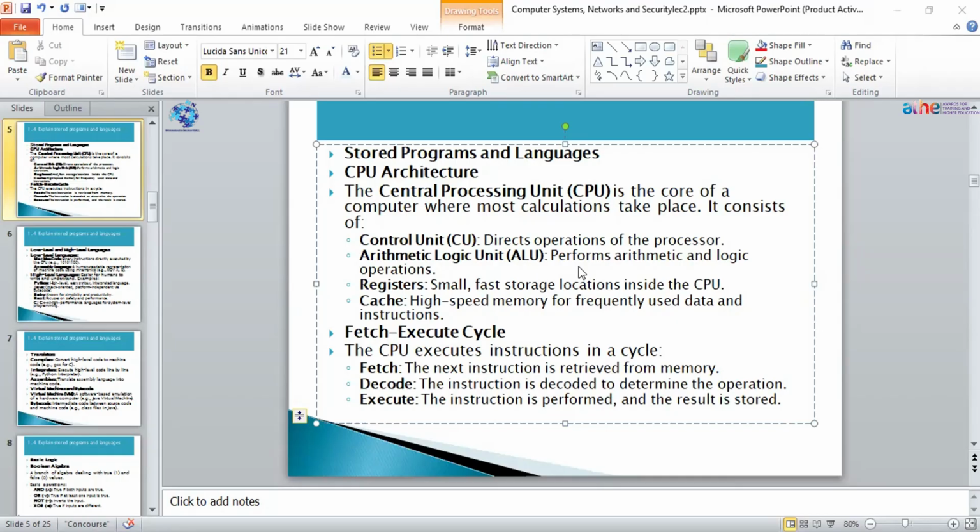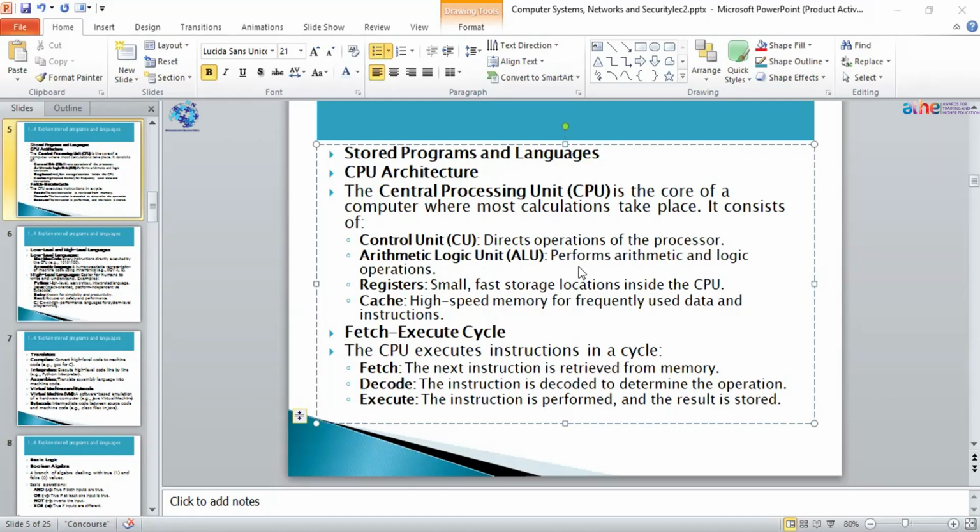Then the second thing is the arithmetic and logical unit. What does it do? It performs arithmetic and logical operations. The arithmetic operations are your basic math operations like addition, multiplication, division and subtraction. And the logical operations are comparison operators. Logical operations contain some logic, like when you want to compare two values, whether one is greater than or less than the other. This is what the arithmetic and logical unit does.